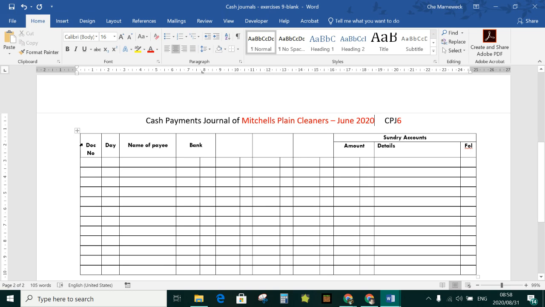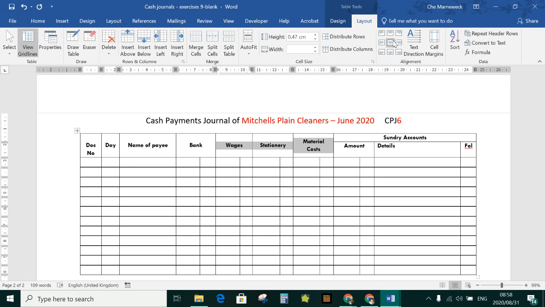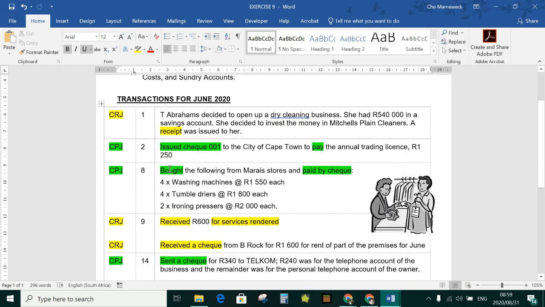6th month. We've got all of our columns filled in up to bank, and we need to add in wages, stationery, and material costs. I think those are our 3 columns. Let me just double check. Wages, stationery, material costs. Great. So we're going to look at the very first transaction for the cash payments journal.